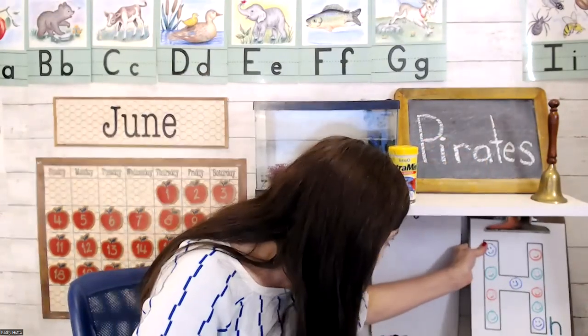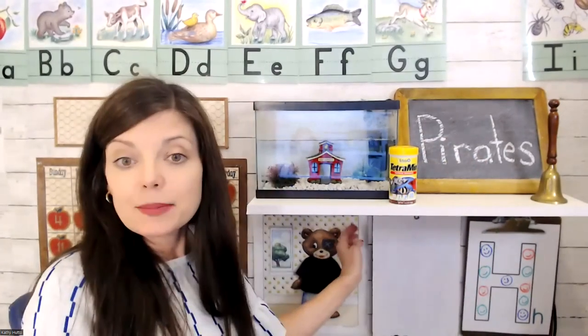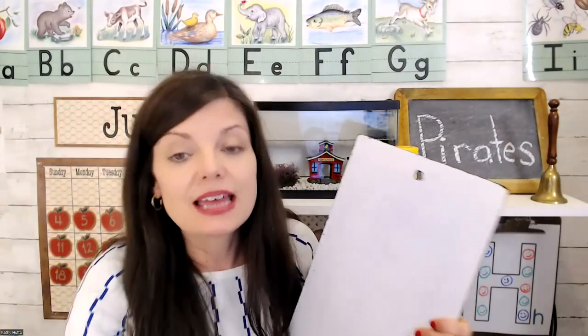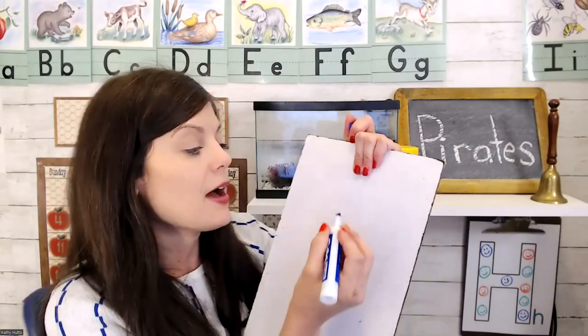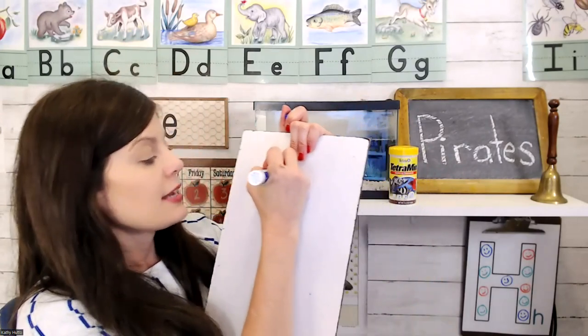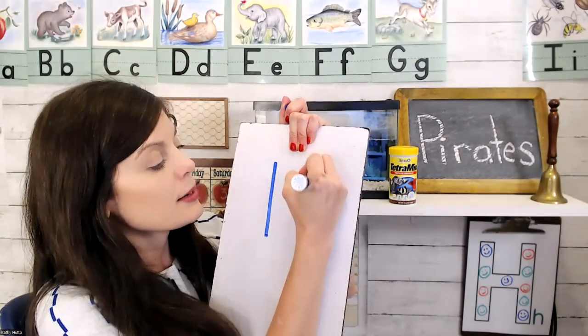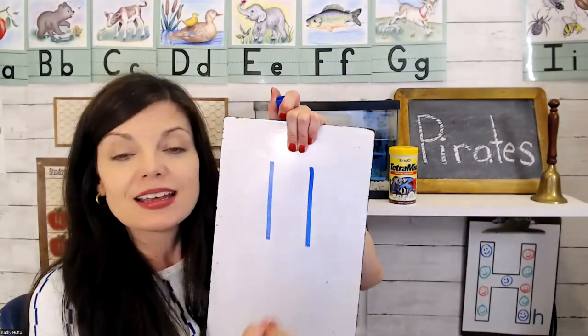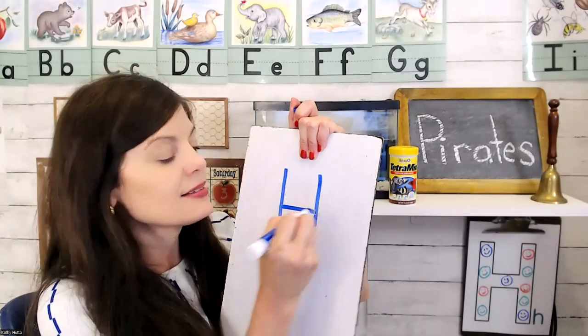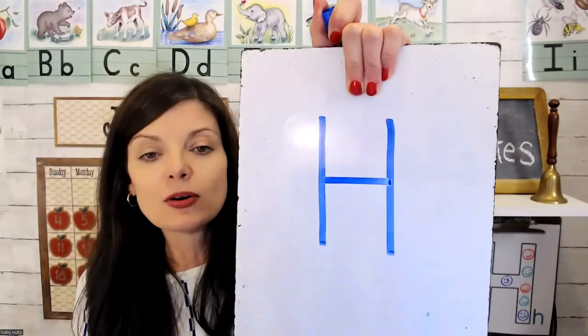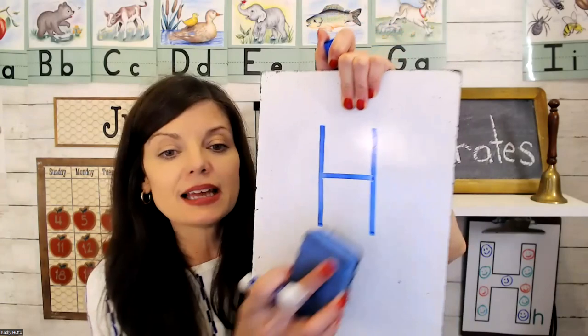If you don't have that sheet, just use any paper or use your whiteboard or skywrite like this. Just pretend that you're writing in the sky. Any way you'd like to practice will be fine. To make a big letter H, we're going to make a number one. Right beside it, we're going to make another number one. And then we're going to make a line to connect those right in the middle. So that's the big letter H.